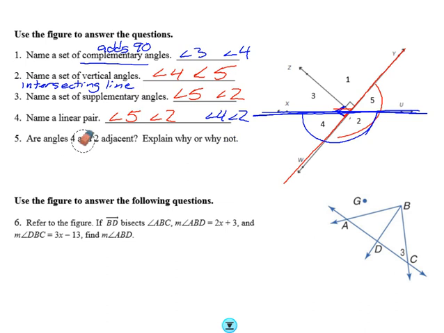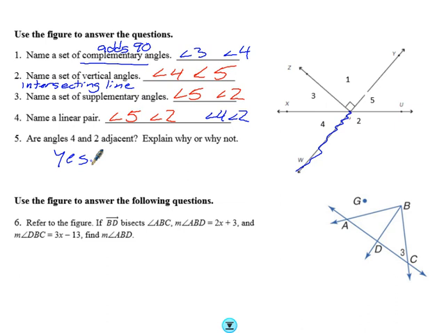So then this question, are angle 4 and angle 2 adjacent? Explain why or why not. So keep in mind, adjacent just means that they share a ray, they share a wall. So here's angle 4, here's angle 2. They share that wall right there. So we would say yes. The reason why would just be they share a ray.